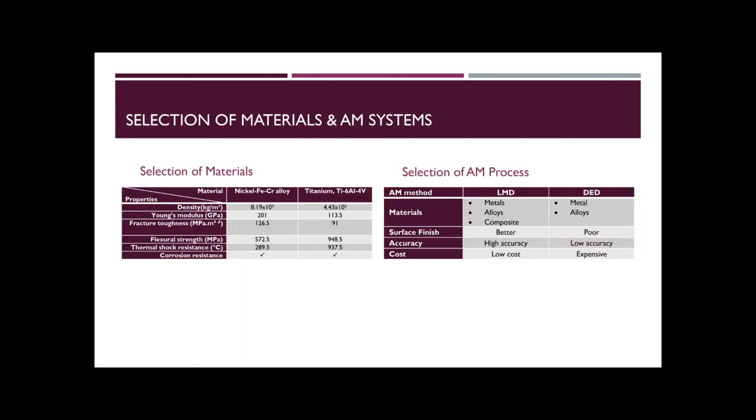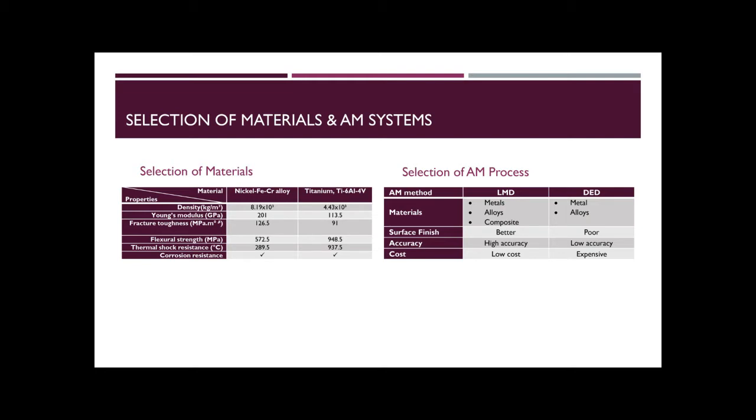For the last part in methodology is to select the material and AM system. So there are two materials chosen, which are nickel and titanium. Both materials are compared based on density, Young's modulus, fracture toughness, flexural strength, thermal shock resistance, and corrosion resistance. These materials are compared based on the data that has been collected from CES EduPack 2019.